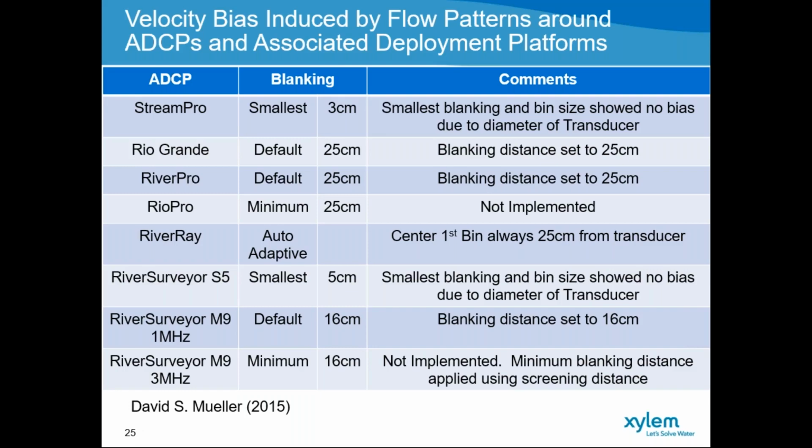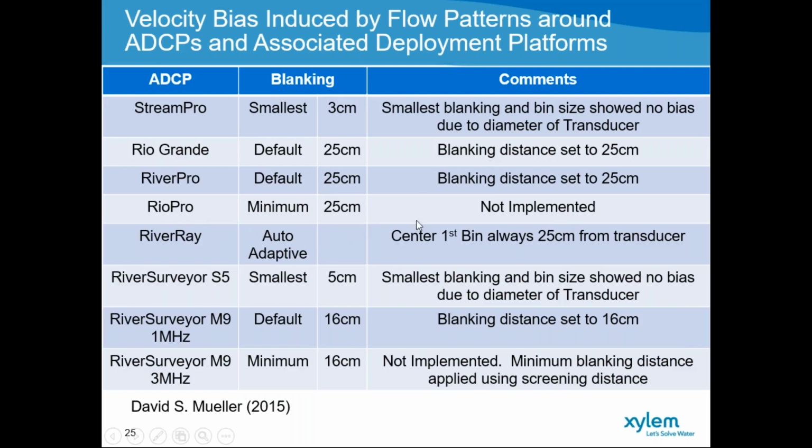So again, if we come back to why the flow disturbance occurs around the transducer, it is firstly associated with the size of the transducer. The larger the transducer, the bigger the impact. The smaller the transducer, the lesser or no impact there is. RioGrande and RiverPro all have default 25 centimeter blanking distances. From the research done more than a decade ago, it was identified that at least 25 centimeters is required.